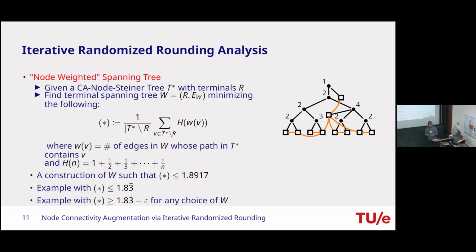So we're going to give a way to construct such a terminal spanning tree so that this fraction has at most 1.8917. We also give an example, the leaf adjacent instance that I mentioned, which gives a 1.83. And also there is a lower bound to this, so that for any choice of witness tree, not even the one that we use, it would go to 1.83.